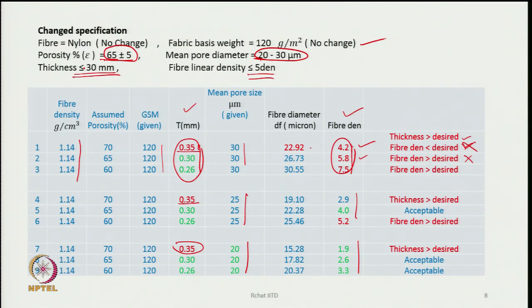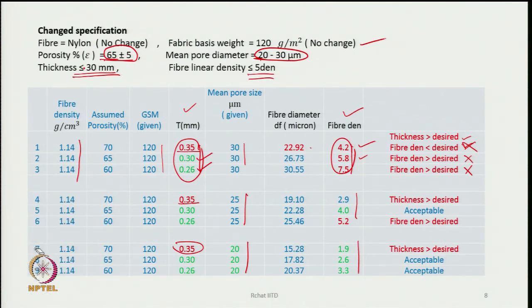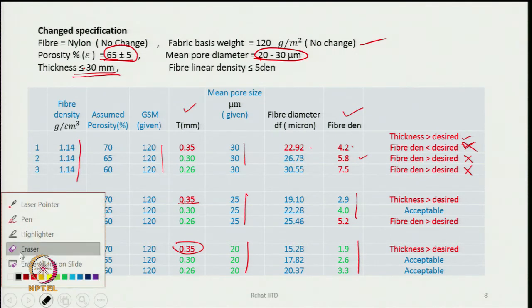The third choice in this case is meeting green, this is also green, but denier is more than 5. So, this is also not meeting our requirement. Therefore, in some of these cases we see that they are not meeting the requirements, and we say that this is not going to work.